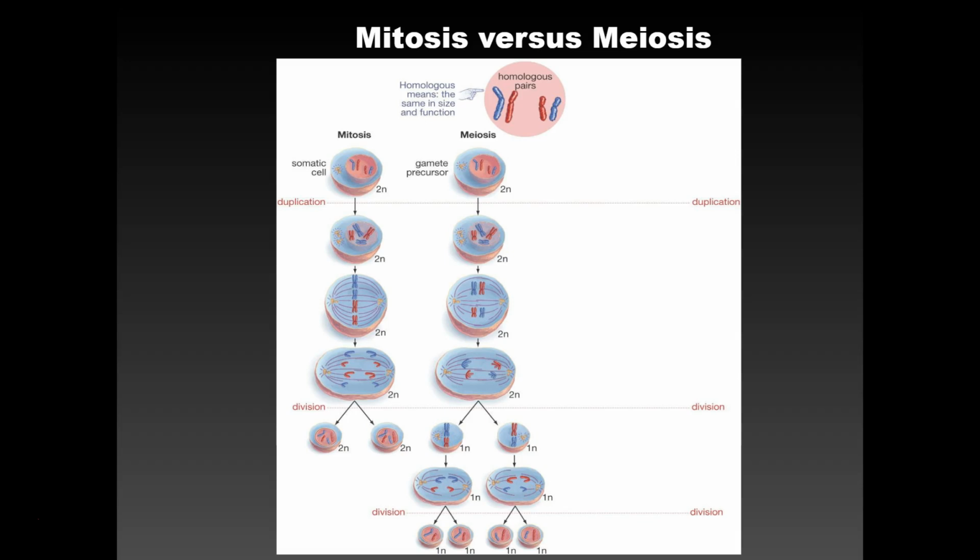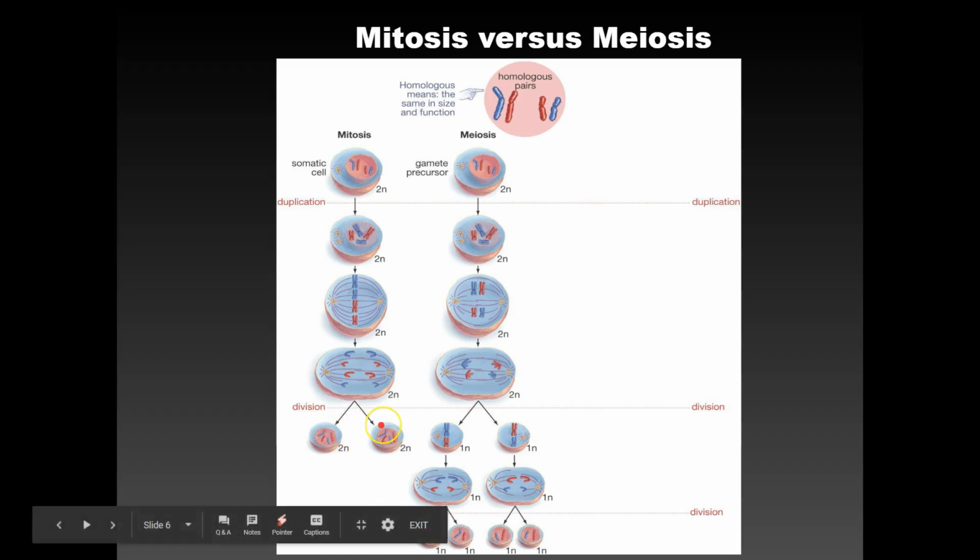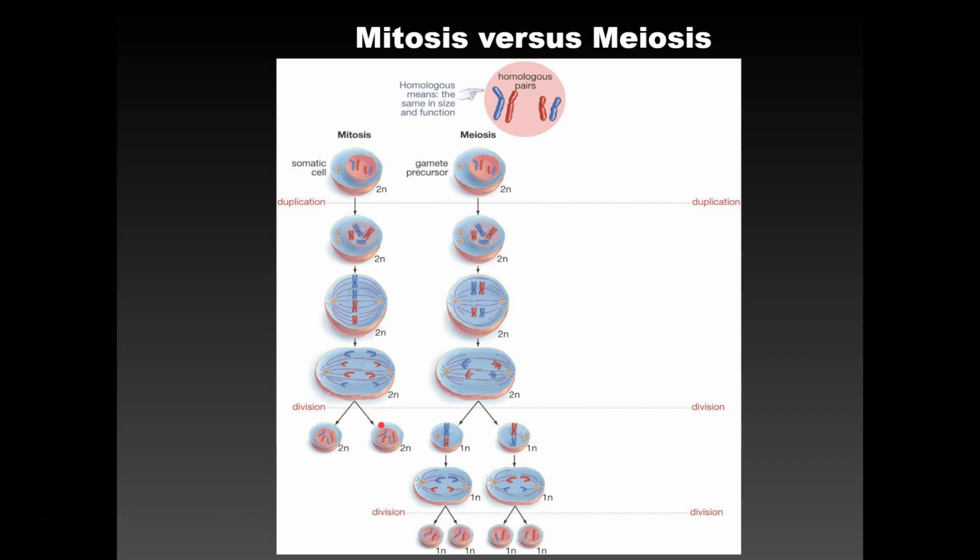So again, this is setting you up for comparing and contrasting mitosis and meiosis. In mitosis, as we learned, your chromosomes duplicate. So now you have copies of these chromosomes, and then the chromosomes get separated out. After this first division, you wind up with cells that are all identical to one another.